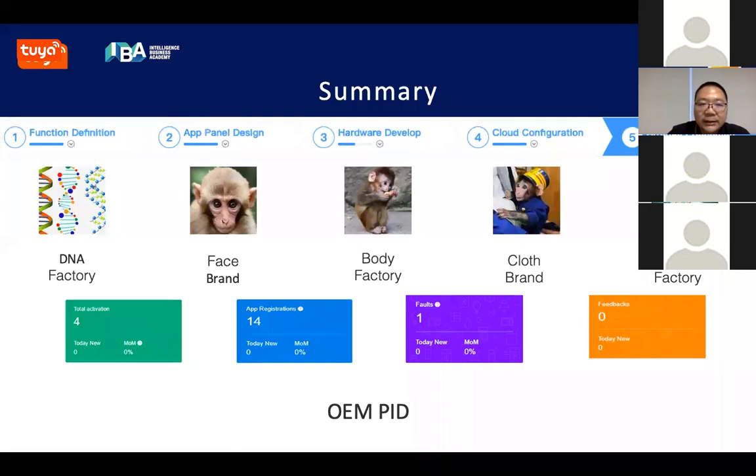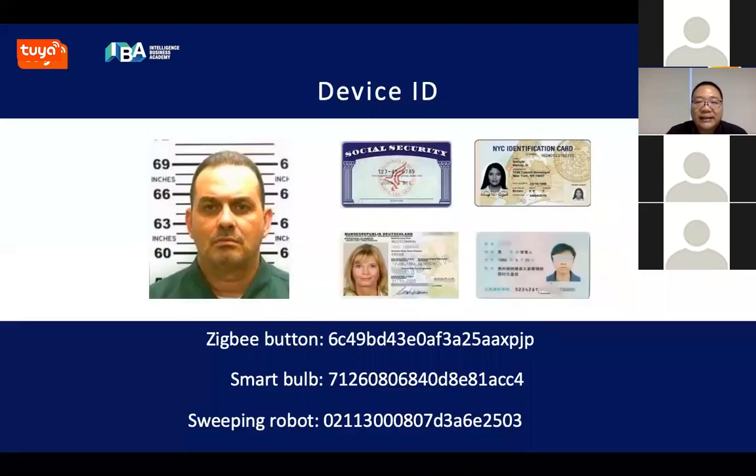And the next step, I want to talk to you about the device ID. The device ID is the ID we use to trace a single device. It's like the social security number of a person. By this device ID, you can check the behavior of your device. But of course, the PID needs to be in your IoT account. So I give you a few examples of the device ID just to let you know what it looks like. It's like Zigbee button, smart ball, and sweeping robot.